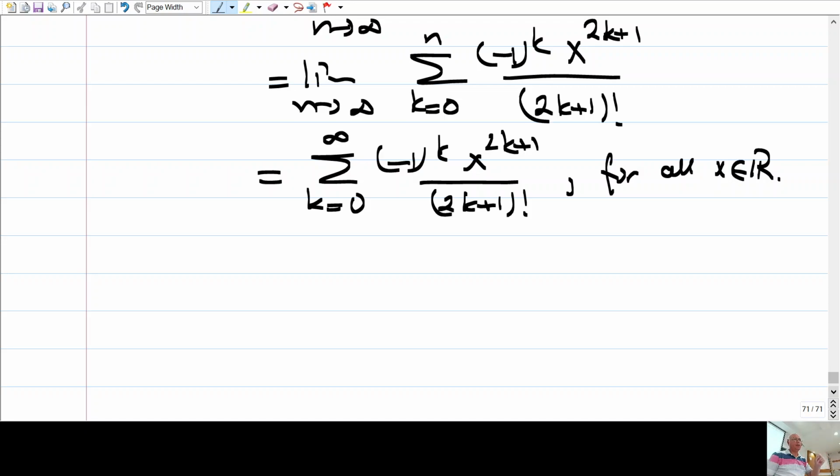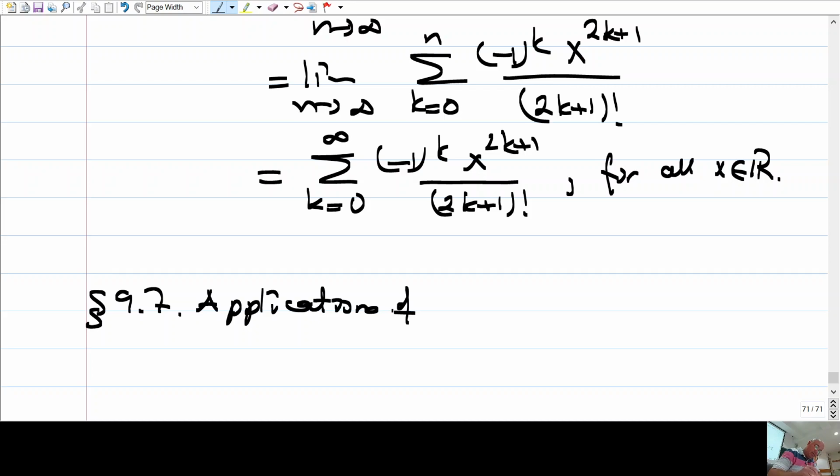Using this series, when they are alternating, we can use the error estimate for alternating series to approximate these functions numerically. So that's the next section, 9.7, applications of Taylor and Maclaurin series.